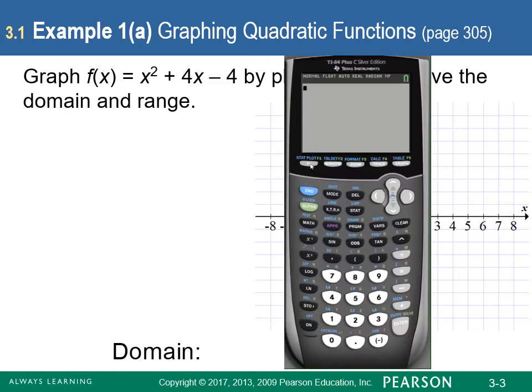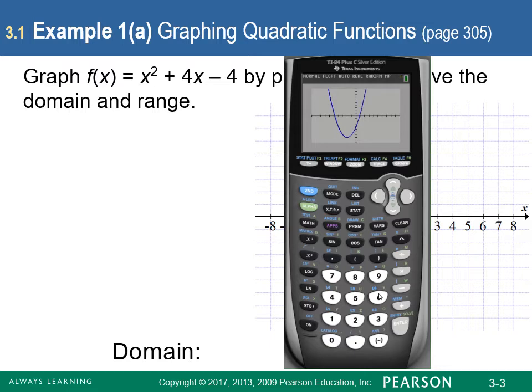So begin with the y equals, enter the function. You can use this key for x squared plus 4x minus 4. And we'll start our graph with zoom number 6 to reset the window to a standard window.